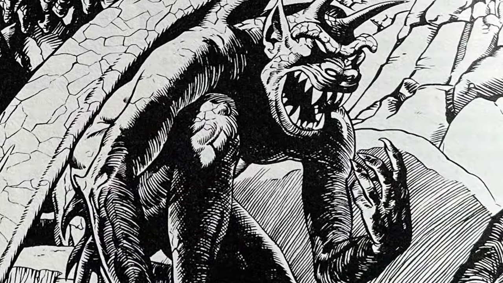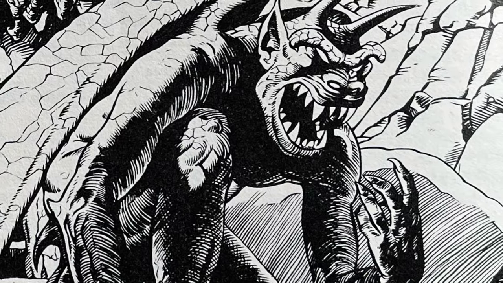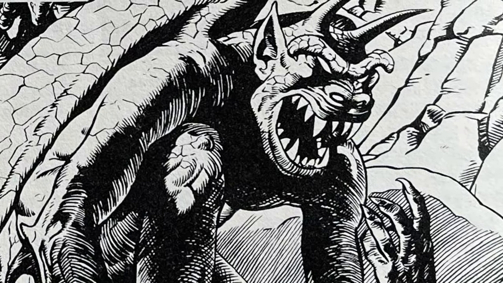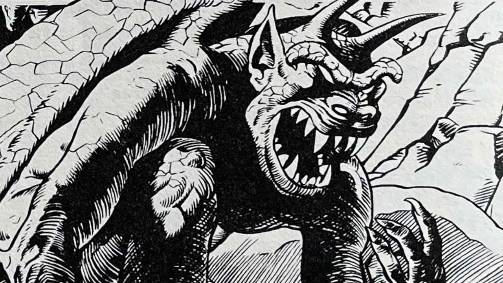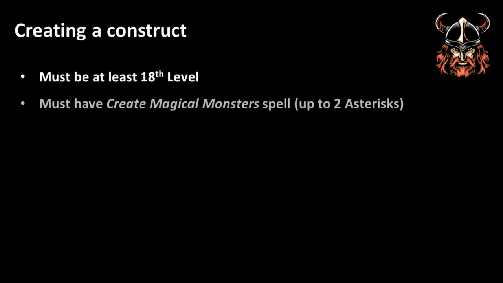He's already made three before, each guarding one of the cardinal directions from his tower. Now he wants a fourth to finish off the set. But how is this resolved? The rules state that to create a construct, a magic user must be of at least 18th level. If a construct has up to 2 asterisks next to their hit dice in their monster description, then the magic user must use the Create Magical Monsters spell.